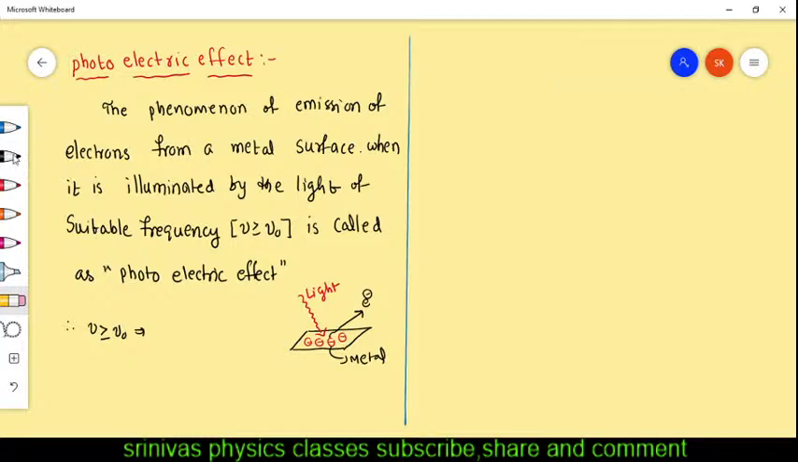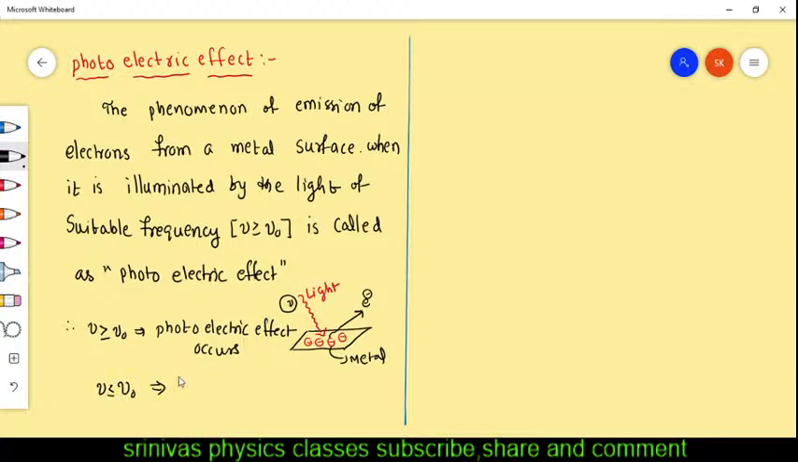The photoelectric effect is nothing but electron emission. Now here, if the frequency of incident radiation is greater than the threshold frequency, then the photoelectric effect occurs. Very good. And if the frequency of incident radiation is not sufficient, that is, less than the threshold frequency, which is the minimum frequency to emit the electrons, then it does not occur.